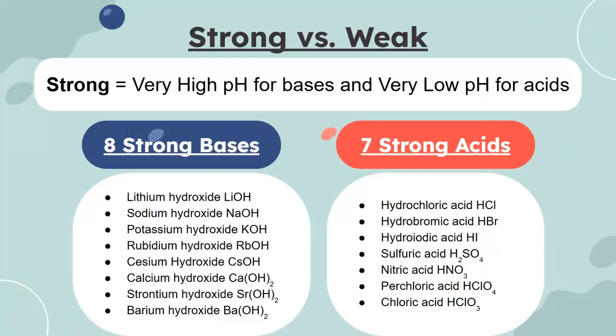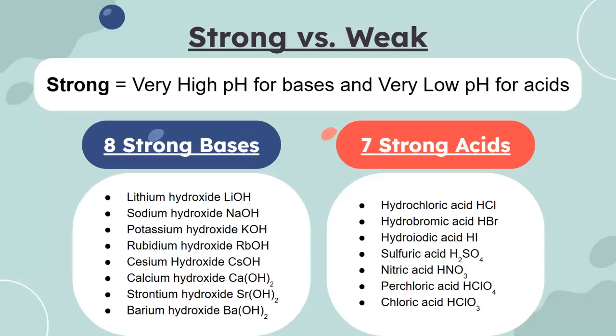When you call an acid or a base strong, what it means by strong is that it's going to have a very high pH for bases or a very low pH for acids. Out of all of the acids and bases out there in the world, there are only 8 that are considered strong bases, which are shown here. And there are only 7 that are considered strong acids, which is also shown here. So if you see an acid or a base and they're not on this list, then they must be either a weak acid or a weak base.